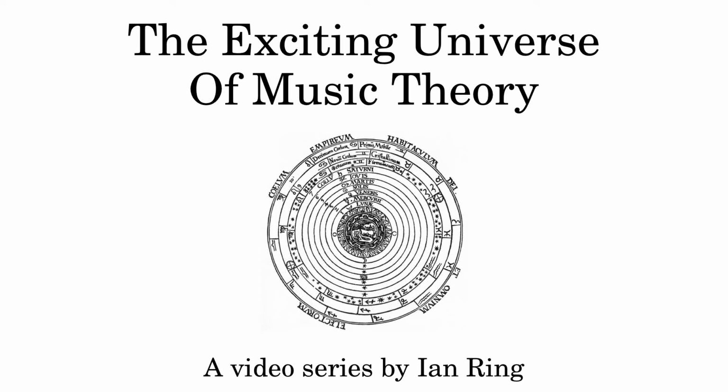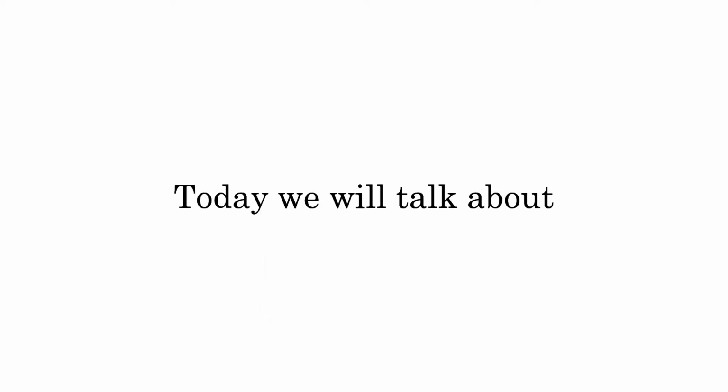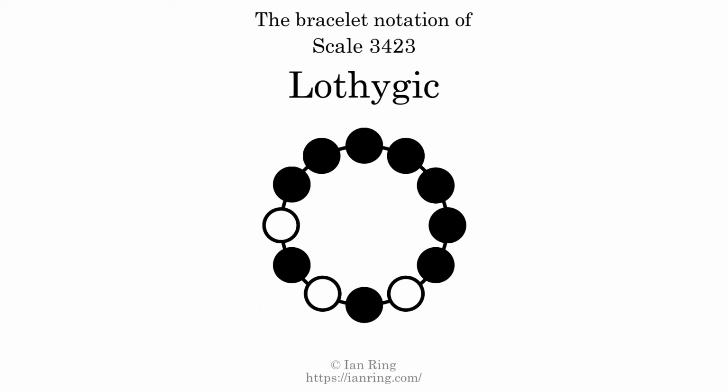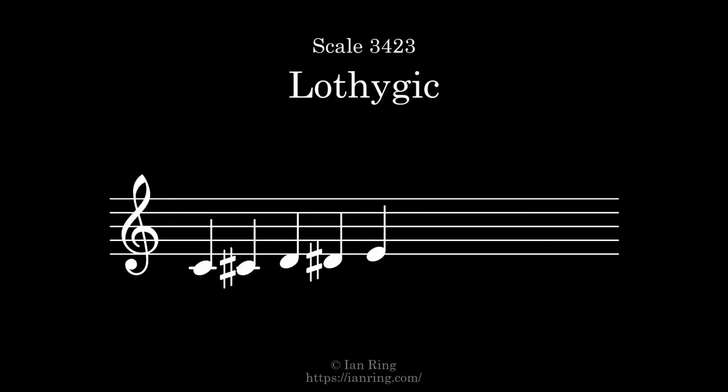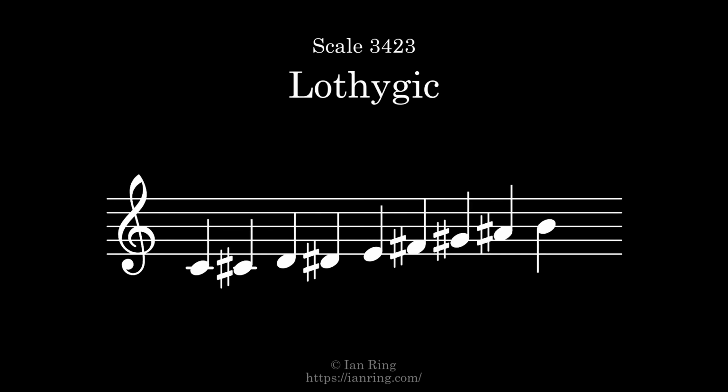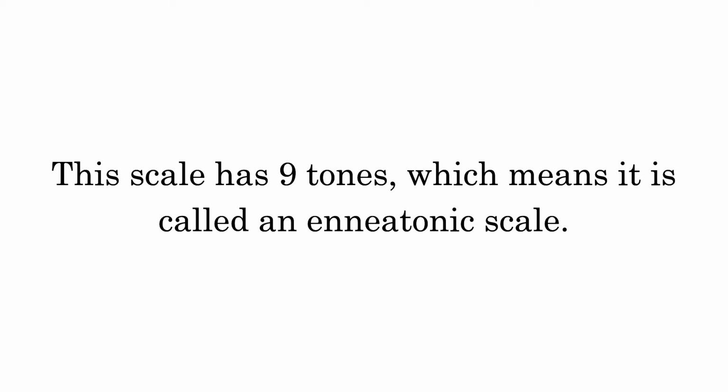Welcome to the exciting universe of music theory. Are you ready to learn? Then let's begin. Today we will talk about scale 3423, Lothygic, which sounds like this. This scale has 9 tones, which means it is called an enneatonic scale.